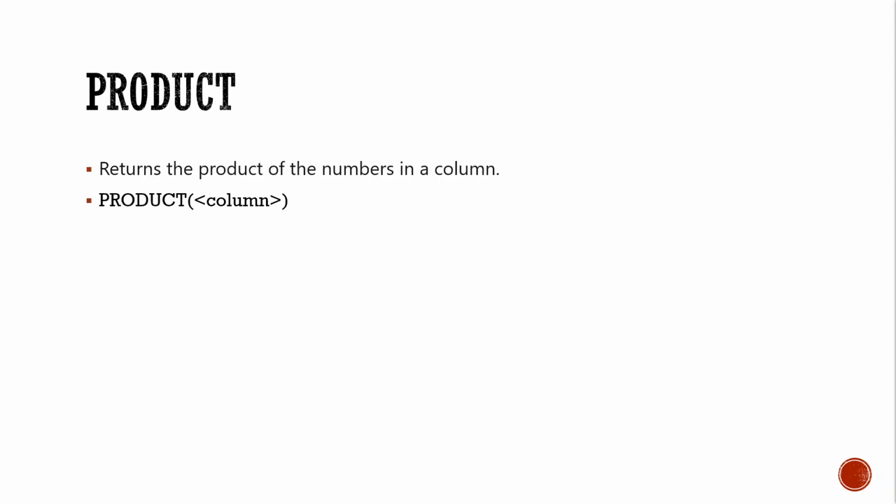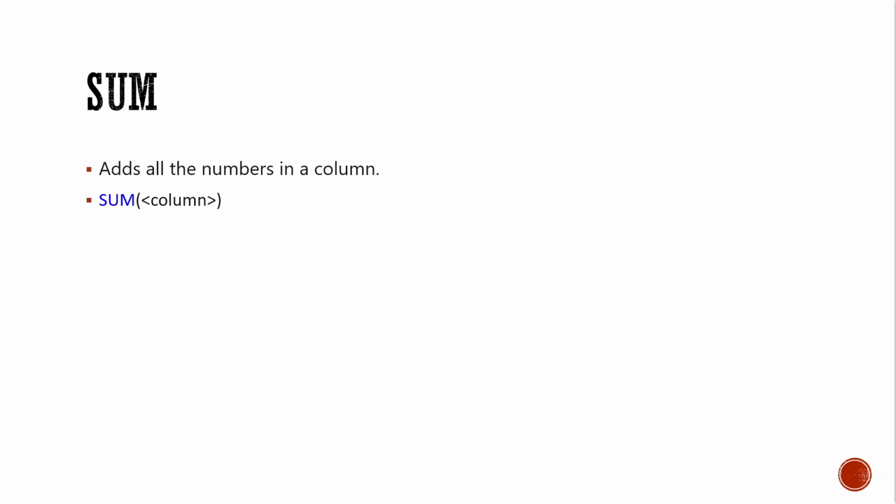Product returns the product of the numbers in a column. The syntax would be the keyword product and then the reference table with its column. Sum adds all the numbers in a column. The keyword, in terms of syntax, would be sum and then the column name together with its table.